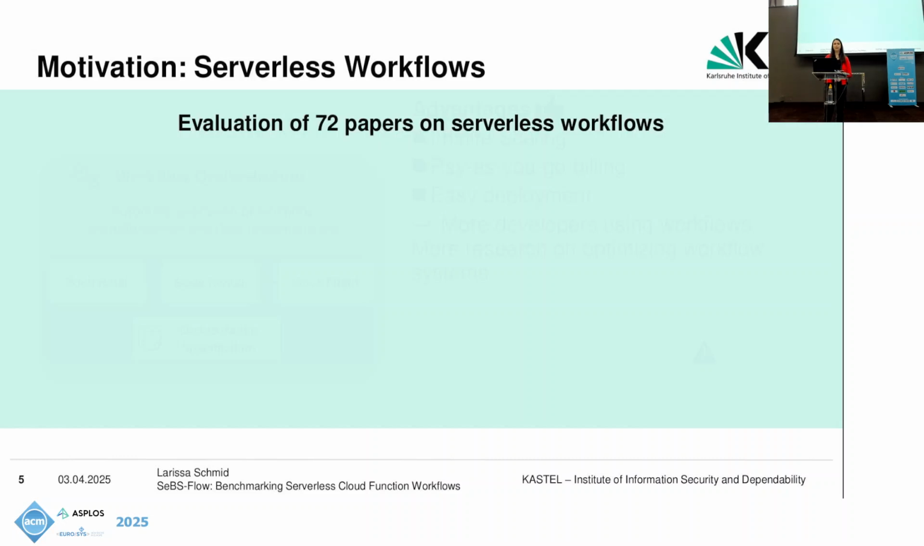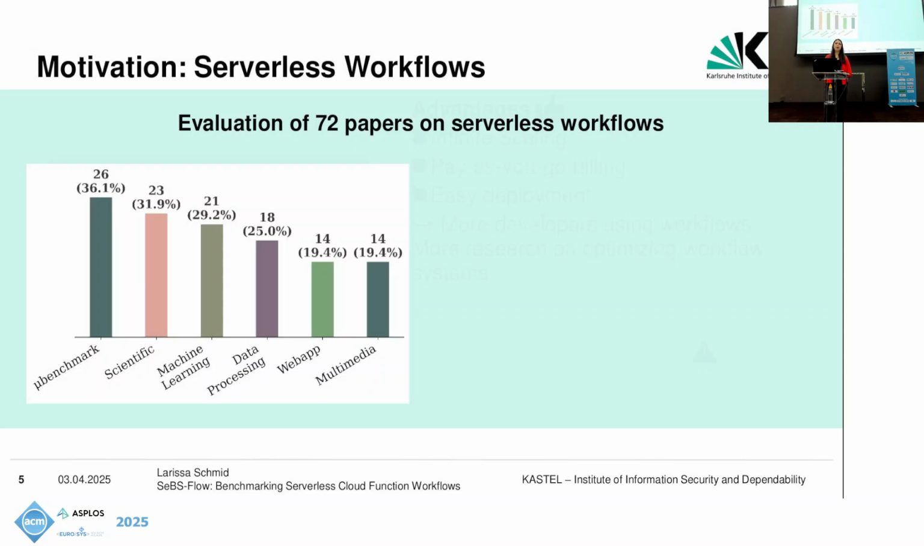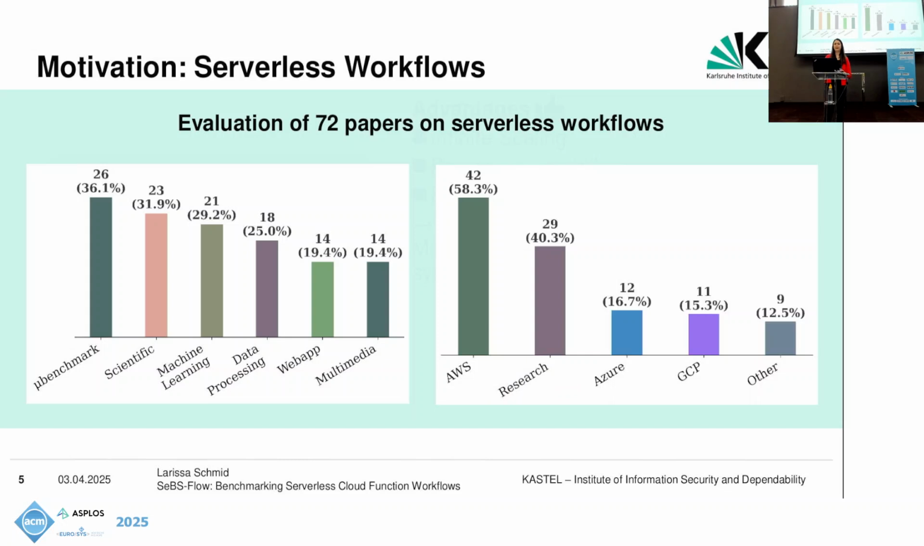However, when looking at this research, where we evaluated 72 papers on serverless workflows, we found that they use very different benchmarks to evaluate their workflow systems and their applications. More specifically, we can see here, where we group them into some categories, that there's not a single category used consistently throughout all of the papers. And the same is true for the cloud platforms evaluated, where we can see that there is a big amount of works using AWS for evaluation, and also a lot of research platforms are being used. There is no single platform that is used as a consistent comparison.